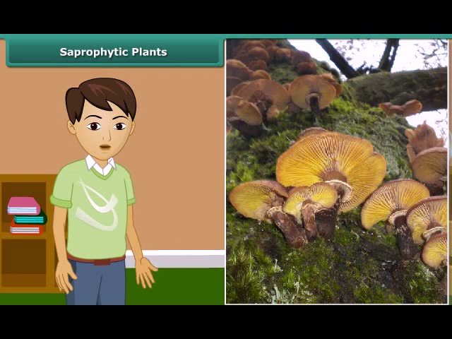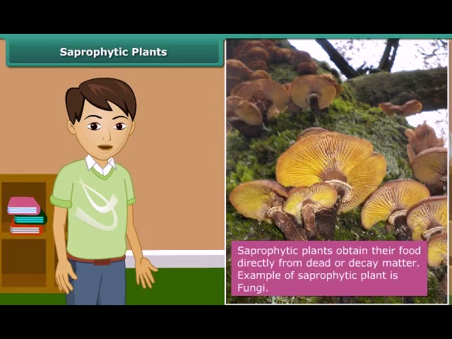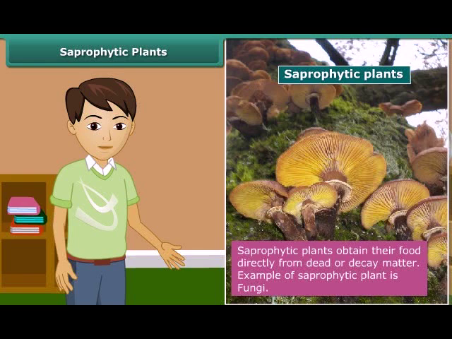Friends, these organisms are commonly called fungi, and they get their nutrition from dead and decaying matter. To get their nutrients from dead and decaying matter, they secrete digestive juice and convert it into a solution. This mode of nutrition, in which organisms take in nutrients in solution from dead and decaying matter, is called saprophytic nutrition, and organisms which use this kind of mode of nutrition are called saprotrophs. Thus, we can say that fungi are saprotrophs.